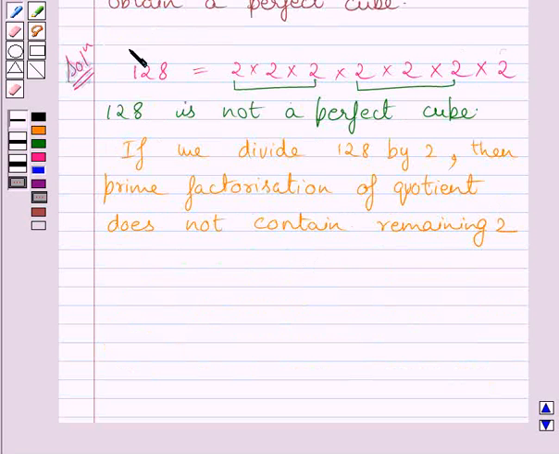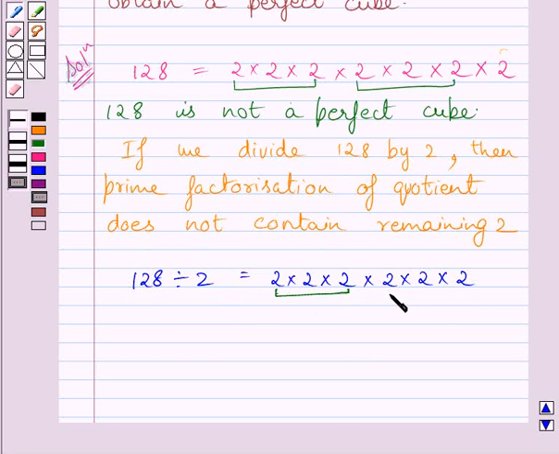Now, on dividing both the sides of this expression by 2, we get 128 divided by 2 is equal to 2 multiplied by 2 multiplied by 2 multiplied by 2 multiplied by 2 multiplied by 2. Now, this is the quotient and this is the prime factorization of this quotient. Now, clearly you can see nothing remains after grouping the factors in triplets. So, the quotient is a perfect cube.